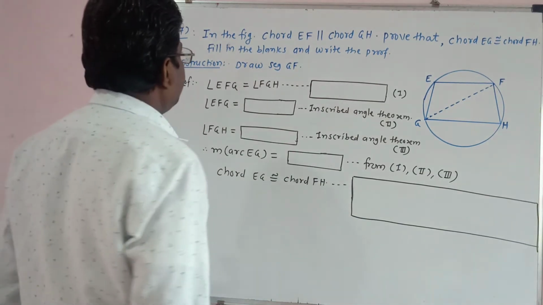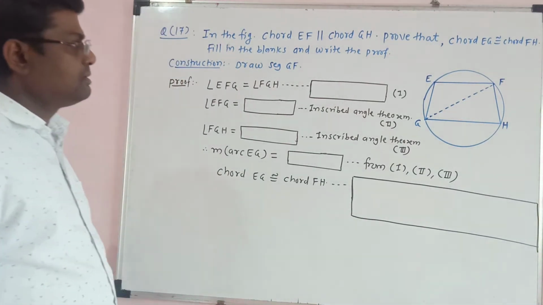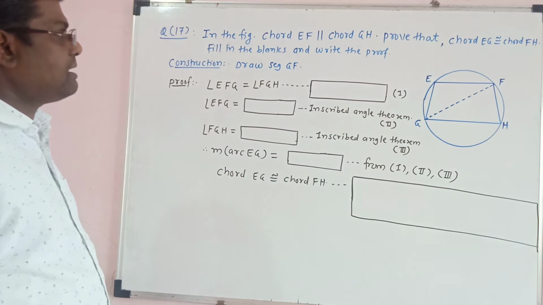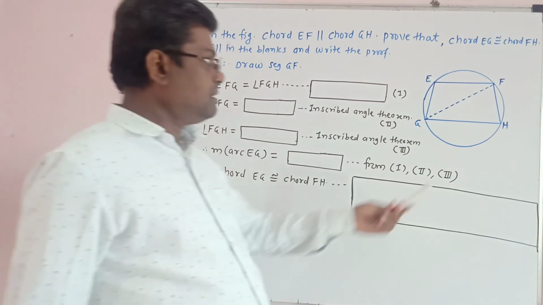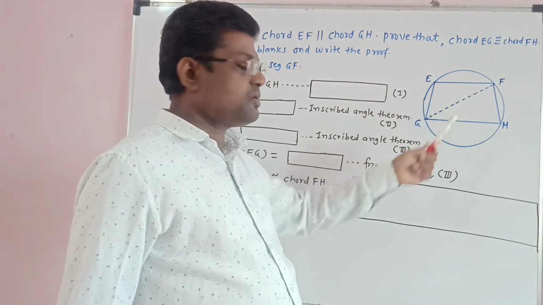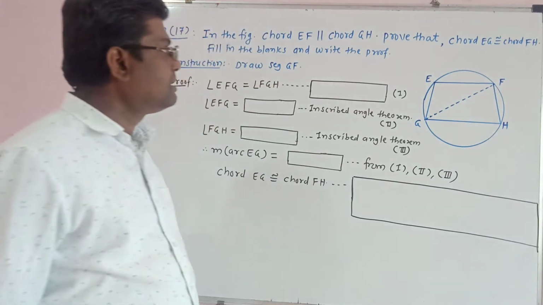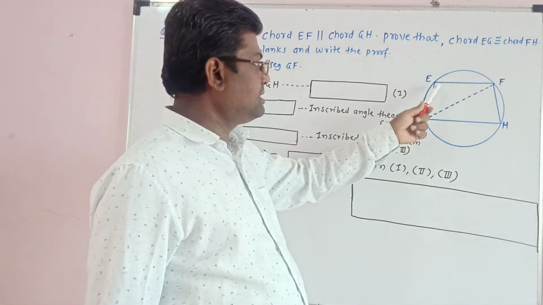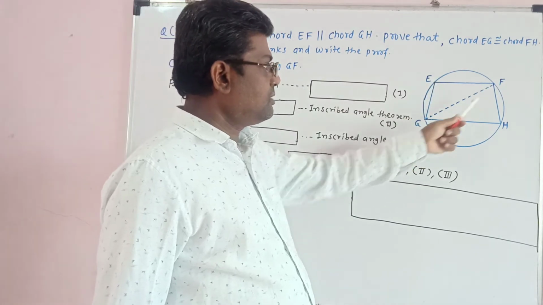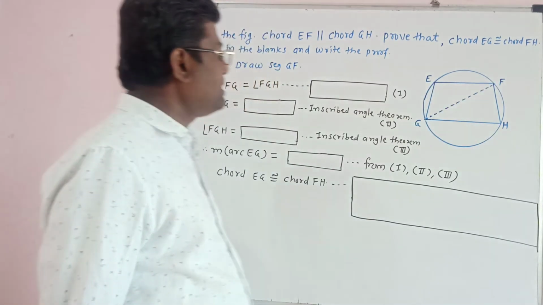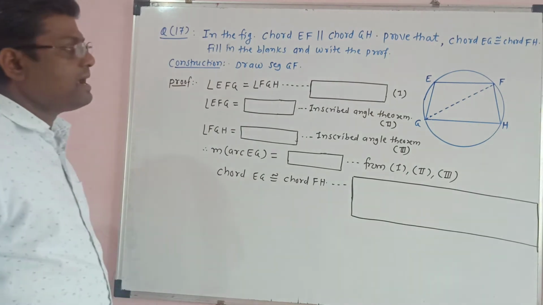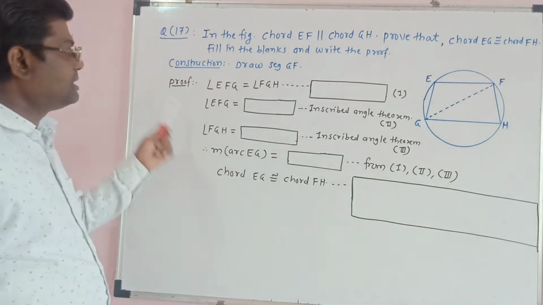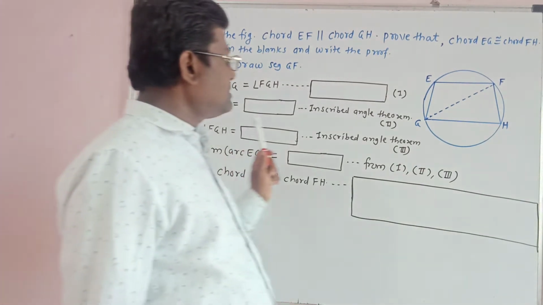Question number 17. In the figure, chord EF is parallel to chord GH. Prove that chord EG is congruent to chord FH. Fill in the blanks and write the proof. And here is the construction.